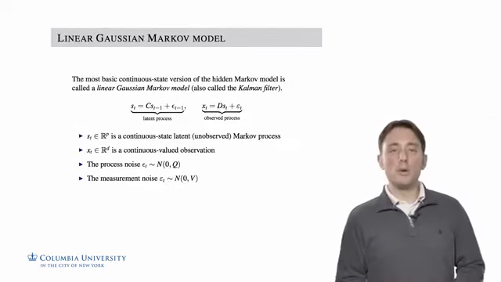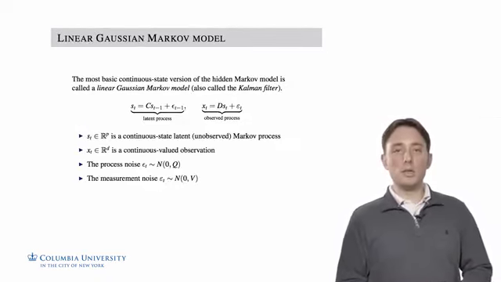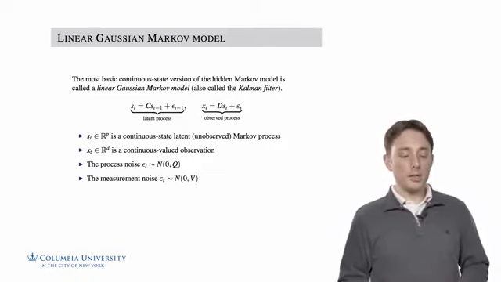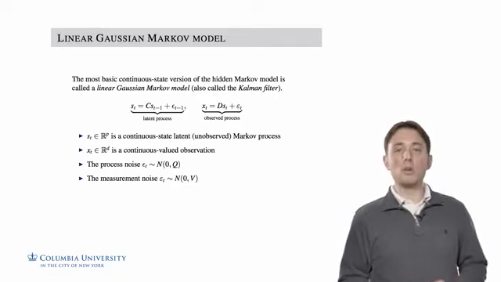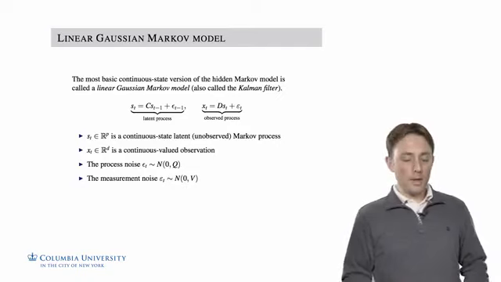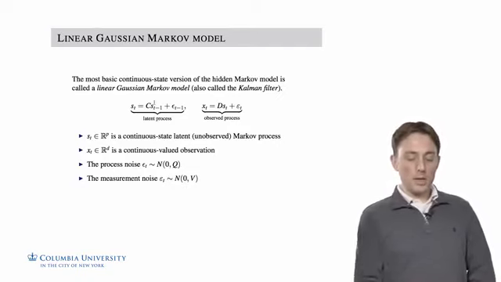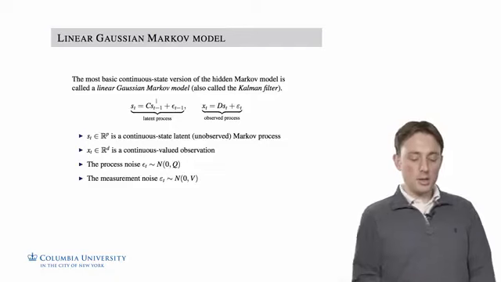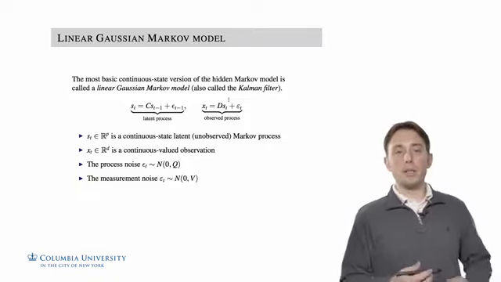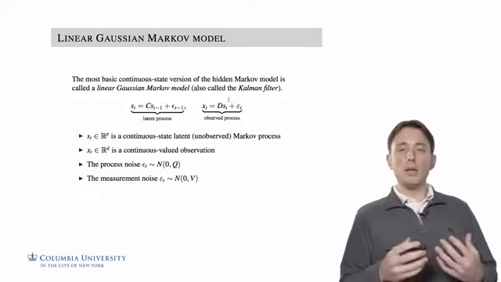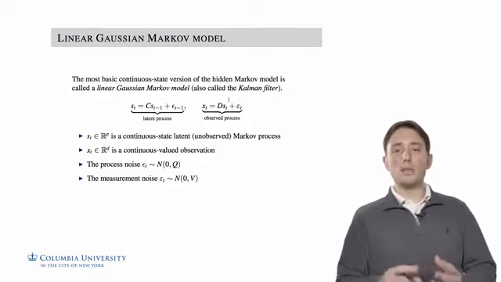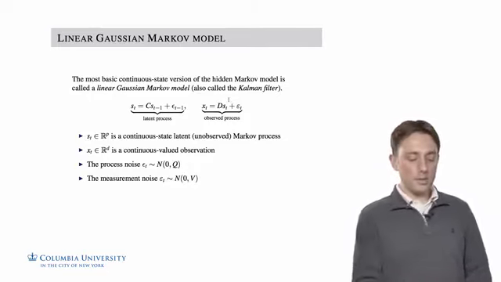So this isn't the model that we're going to discuss in more detail in this lecture. What we're going to discuss today is something called a linear Gaussian Markov model, which is also called a Kalman filter. With this model, what we have is a latent state process and an observed process. So this is the unobserved process and the observed process, similar to a hidden Markov model, except now we have a continuous functional form for the state process and the data process.